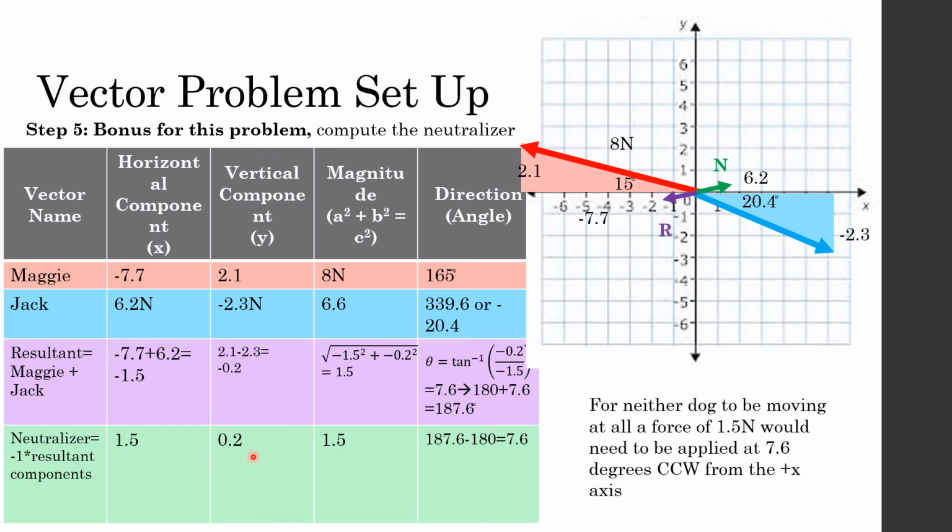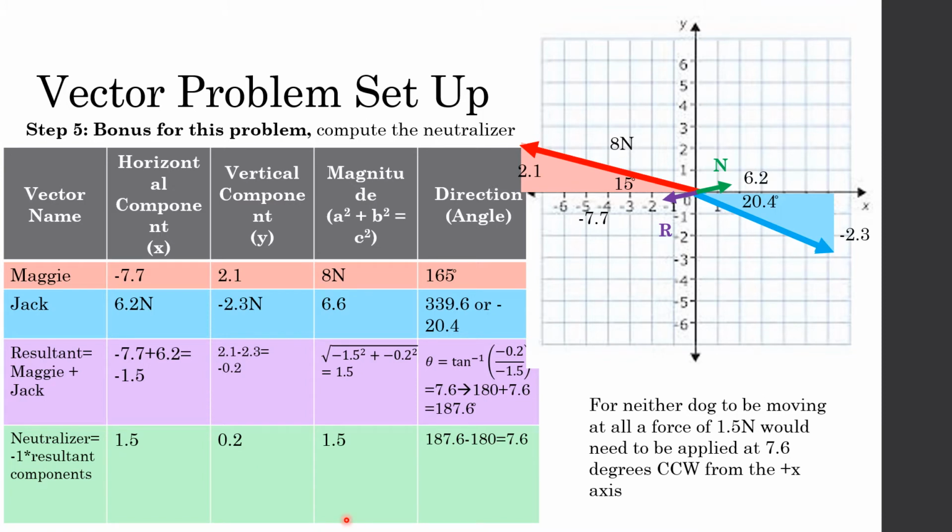component a positive 0.2. Now you can see if we were to add up a negative 1.5 and a positive 1.5, those would sum to 0, and if we add up a negative 0.2 and a positive 0.2, these would sum to 0, and that's exactly what a neutralizer is, right? This is the force that you add to the resultant that makes the net force 0.